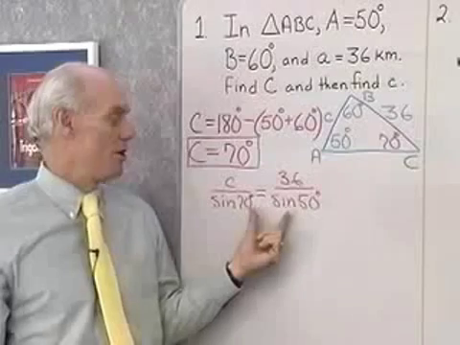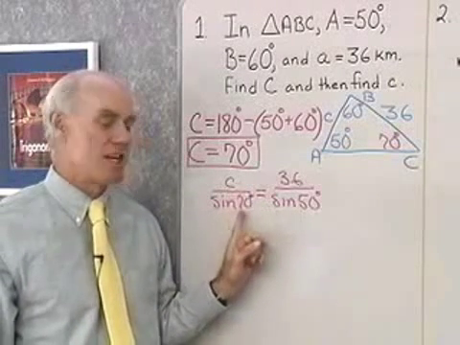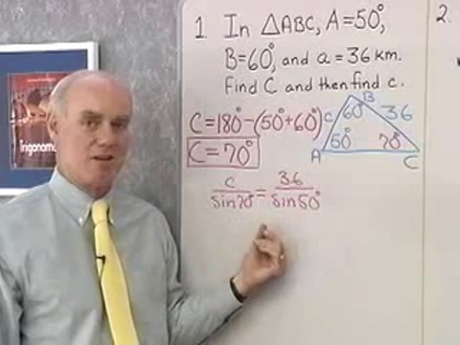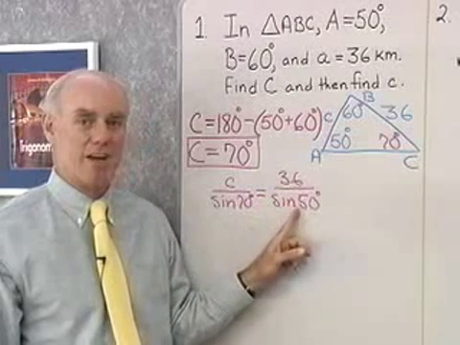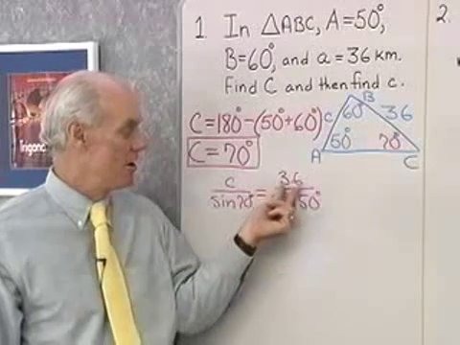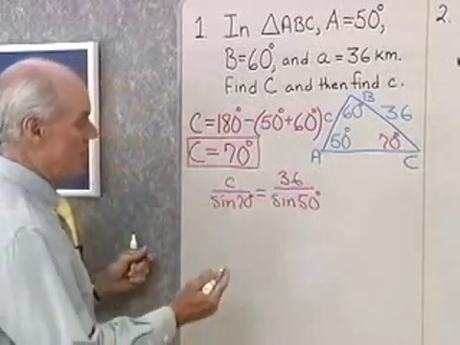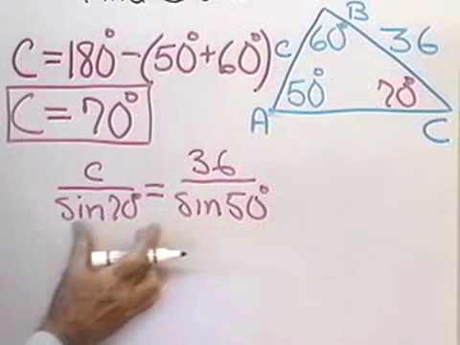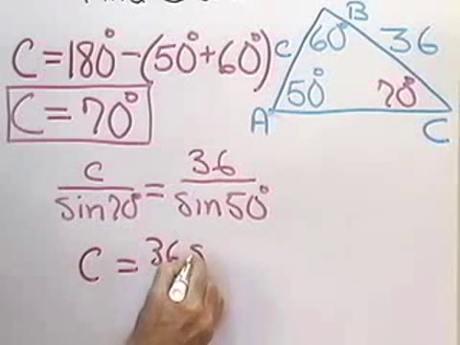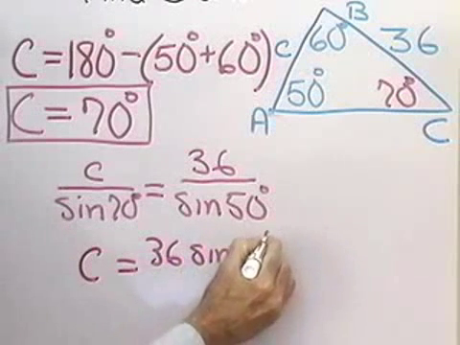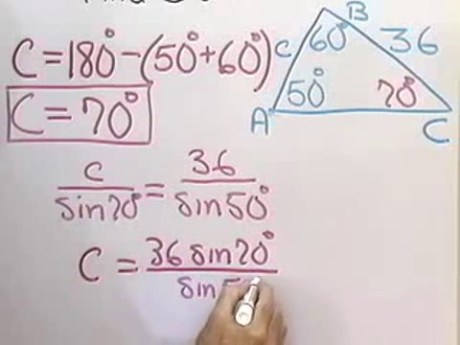Now that is what we call the law of sines. The law of sines says that the ratio of any side to the sine of the angle opposite is constant in any triangle. So c is to the sine of C as a is to the sine of A. I have this ratio filled in with three of the things known and one unknown. It's very easy to solve for the unknown. I'll multiply both sides by the sine of 70, and so I'll get c is equal to 36 sine 70 degrees, all divided by the sine of 50 degrees.